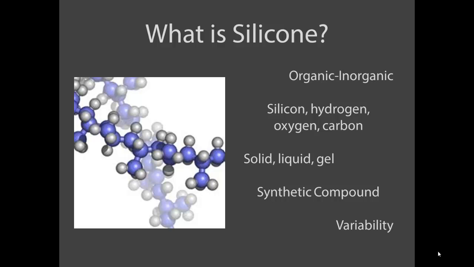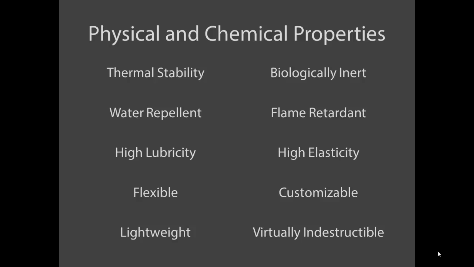In addition, it has high variability, which just means basically that it has a number of different chemical properties and physical properties. Now, just to name a few of these chemical and physical properties, we have thermal stability, where silicone has a high melting point and a low freezing point. In addition, it's biologically inert, which means that there aren't any life processes that happen inside of the silicone.